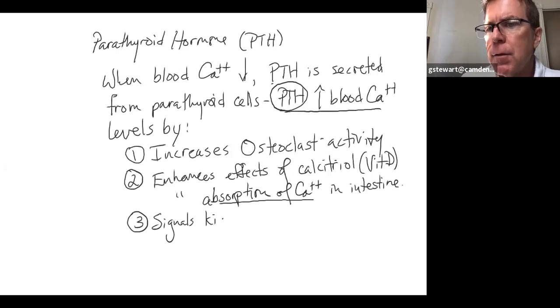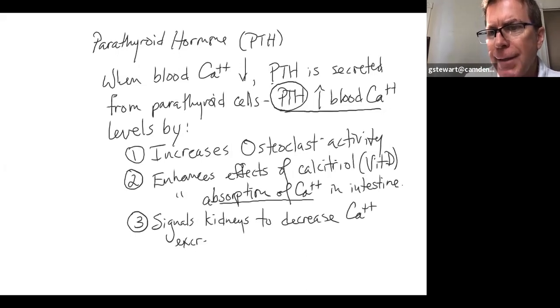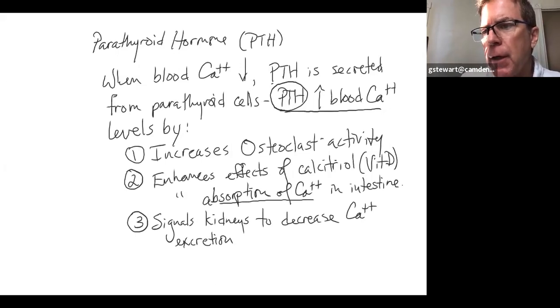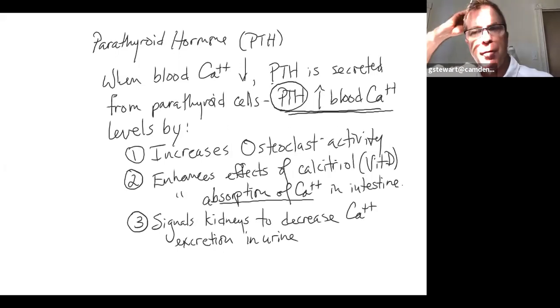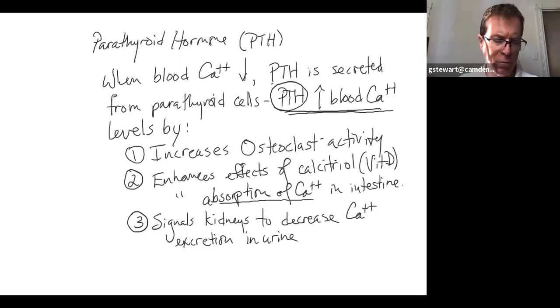Then PTH also signals the kidneys to decrease calcium excretion in the urine. So what it tells the kidneys, when you're forming urine to get rid of out of the body, is don't put as much calcium in the urine. And if we hold on to that calcium, that also raises blood levels of calcium. So those are the three main mechanisms that PTH uses to raise blood calcium levels.